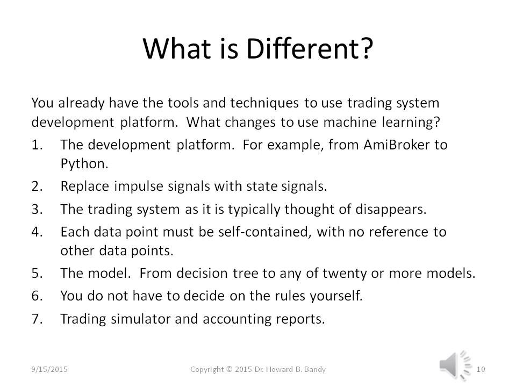Each data point must be self-contained, no reference to other data points. And the model changes from decision tree, which is the primary model for trading system development platforms, to any of 20 or more models in machine learning, and that includes decision trees. One of the advantages of machine learning is you do not have to decide on the rules for yourself, and since you're giving up the development platform, you may have to program a trading simulator and the accounting reports yourself.